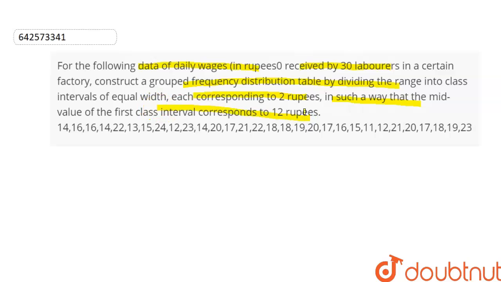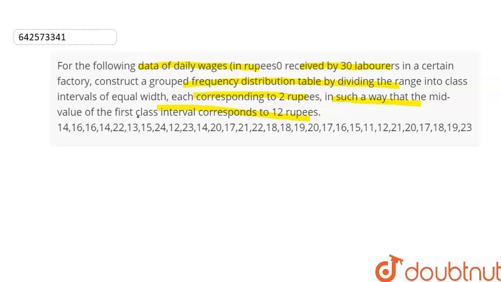And here are the class intervals, and here are the daily wages. So we have been given data of daily wages of 30 laborers. That means our total frequency should be equal to 30, and we need class intervals of equal width of 2, and the first class interval should have mid value as 12.